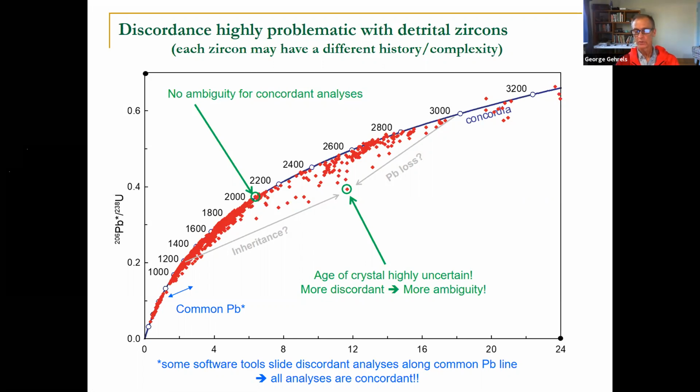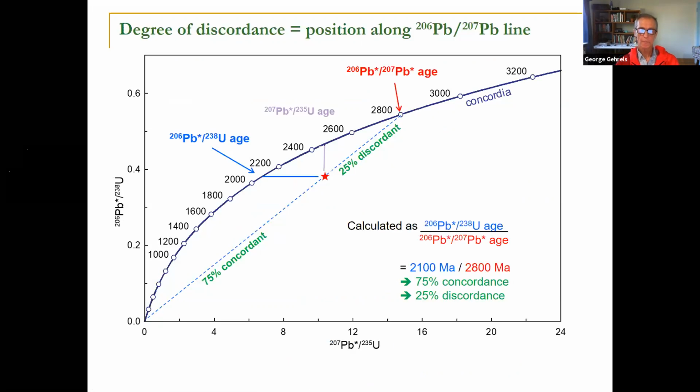You're the one that has to decide which of these analyses you're going to use or not. So the way we do this is by calculating how discordant your crystal is. We do this with the convention that we look at the 206-207 age and divide it by the 206-238 age. So here's the 206-207 age, here's the 206-238 age of that analysis.